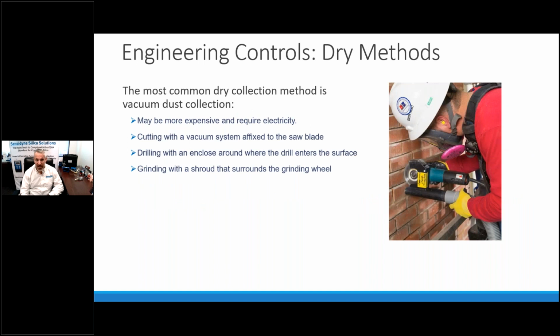The most common dry collection method, as I mentioned, is through vacuum collection using HEPA filtration. This can be more expensive because it does require electricity as well as certain equipment. Cutting with a vacuum system affixed to the saw blade. Again, many manufacturers will now have these accessories that you can use with their cutting equipment and drilling equipment, as well as grinding equipment with shrouds that surround the grinding wheel. We've seen that this really decreases the dust that becomes aerosolized, and there is a high reduction in exposures as a result.